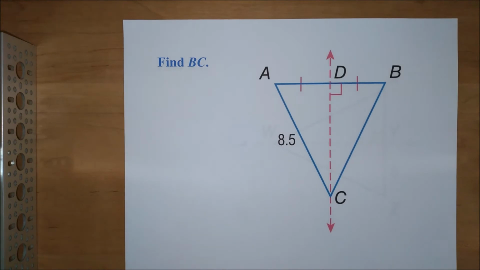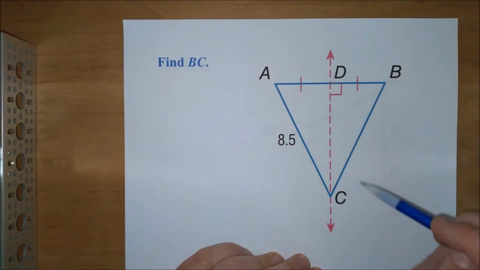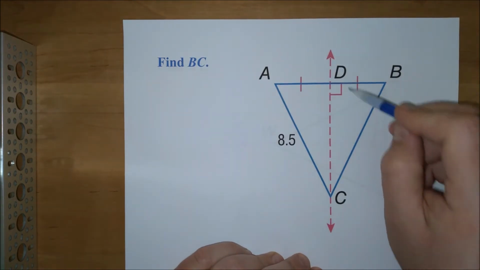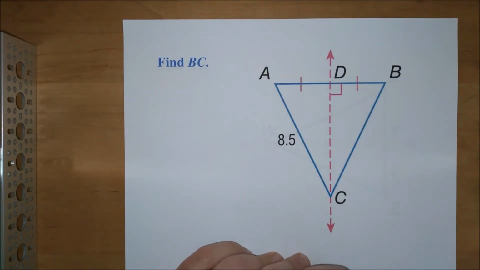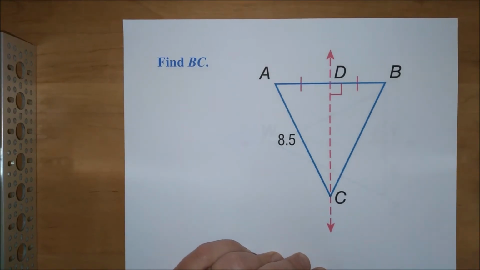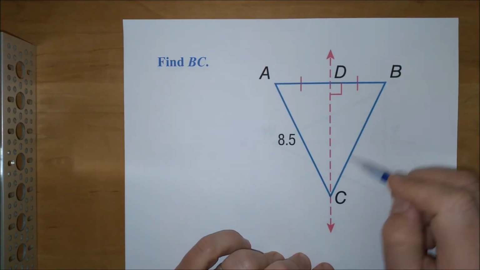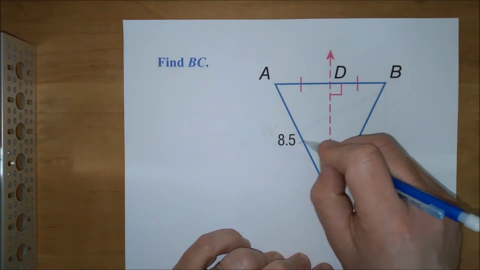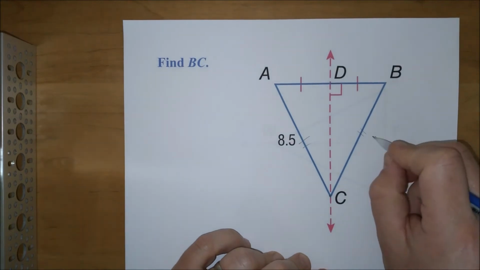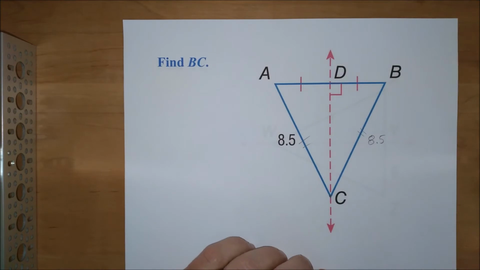With those theorems in mind, could we find BC? First thing I notice is that line CD bisects segment AB, and it intersects it at a right angle. Therefore, it's a perpendicular bisector. That means point C is on the perpendicular bisector of AB, and if that's true, it's the same distance from A as it is from B. Therefore I want to go ahead and mark that, and that would make the length of segment BC 8.5.